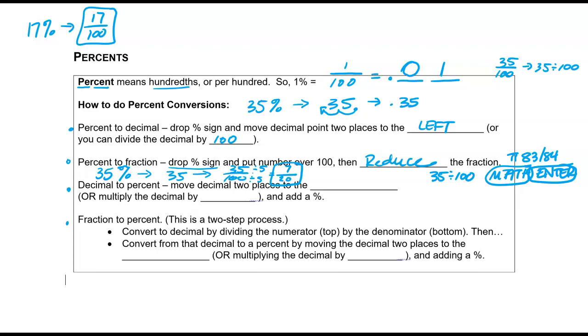And so then the next one, decimal to percent. So I'm going to take 0.35 and I'm going to move the decimal. All I have to do is go backwards. So this is opposite of this first one. So to go from percent to decimal, I move the decimal 2 places to the left.